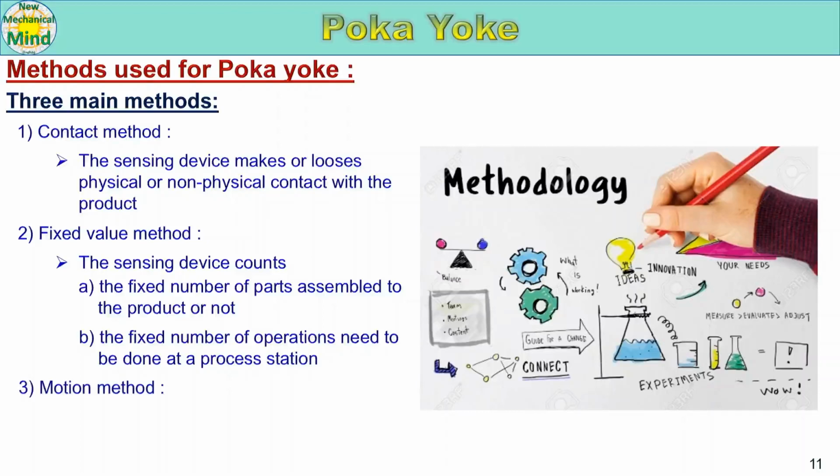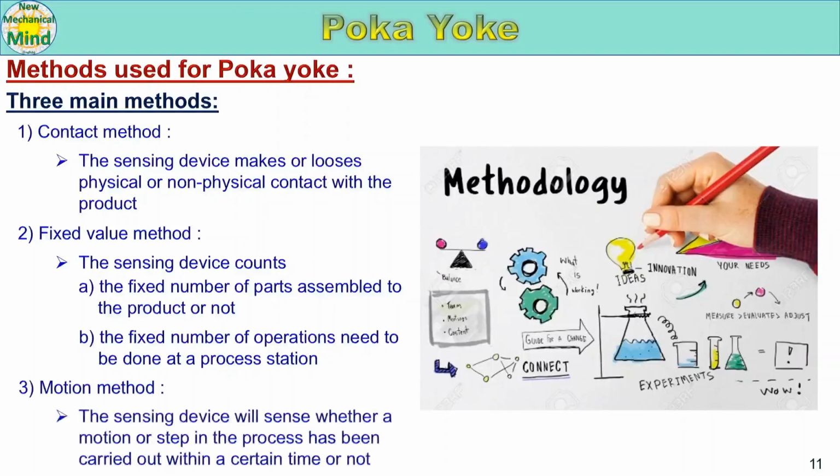Third one, motion method. The sensing device will sense whether a motion or step in the process has been carried out within a certain time or not. Now I think you have understood about methods used for Poka. Types of Poka. Already we saw that there are two types of Poka to communicate the errors to the user.